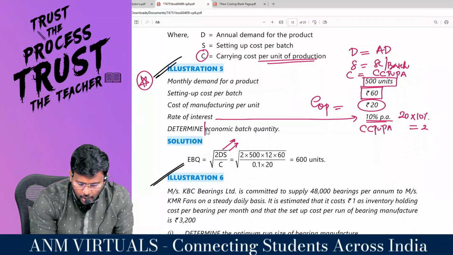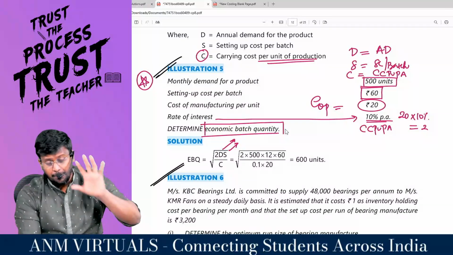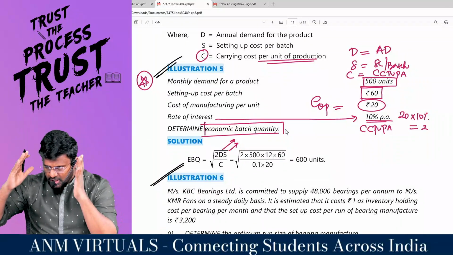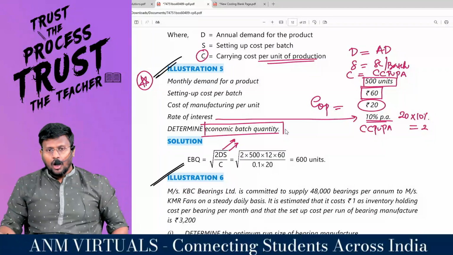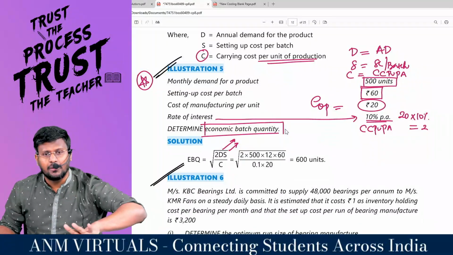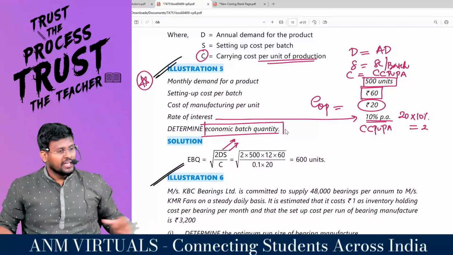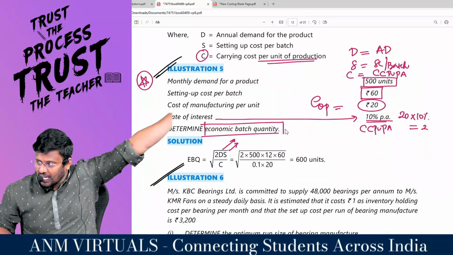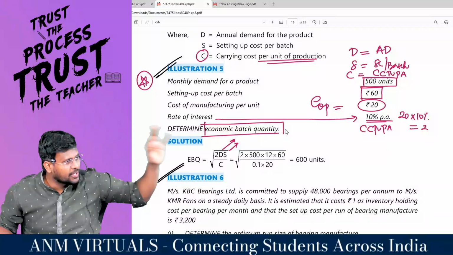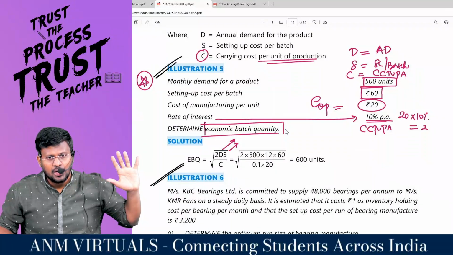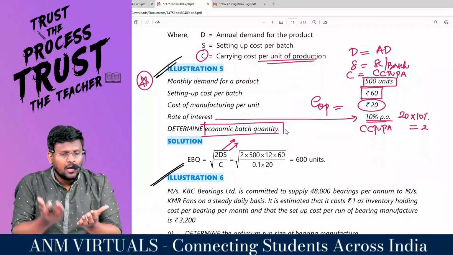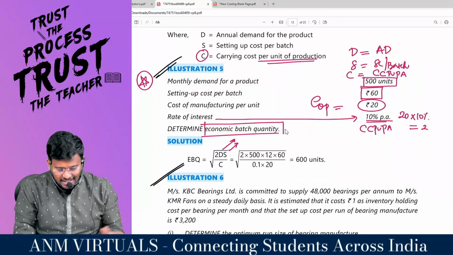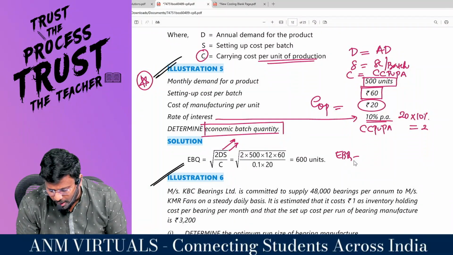Determine economic batch quantity. So what is the problem I am facing? I have multiple options. Either I can manufacture 500 units in one shot and sleep, or manufacture every one unit 500 times and not sleep at all. In that case, no need of carrying costs at all, but setup cost will come 500 times 60 rupees. Then I will die because of the setup cost. So I need a point where my setup cost and the carrying cost should be equal. That point is called economic batch quantity.